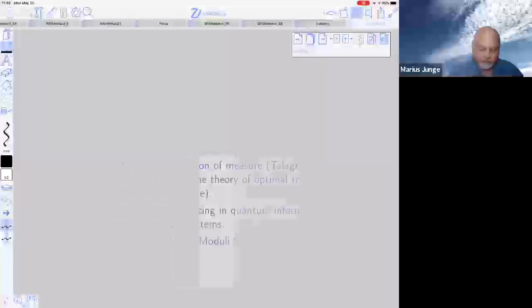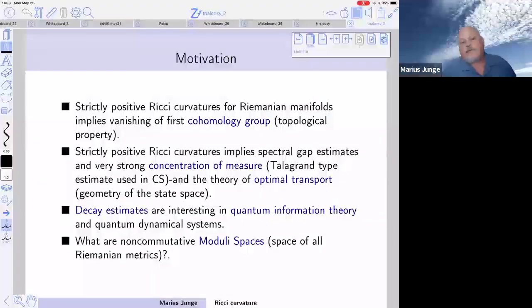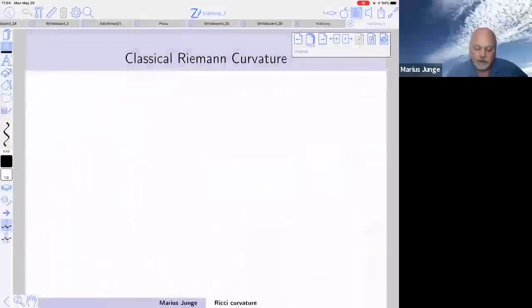And then finally, you can ask much more complicated questions for non-commutative geometry. What is the moduli space? What is the space that parameterizes and characterizes all Riemannian metrics? That's beyond me, but you have to understand what are good and bad properties of Riemannian metrics if you want to know that. So maybe it's a good idea to go in this direction. So this is the classical motivation.